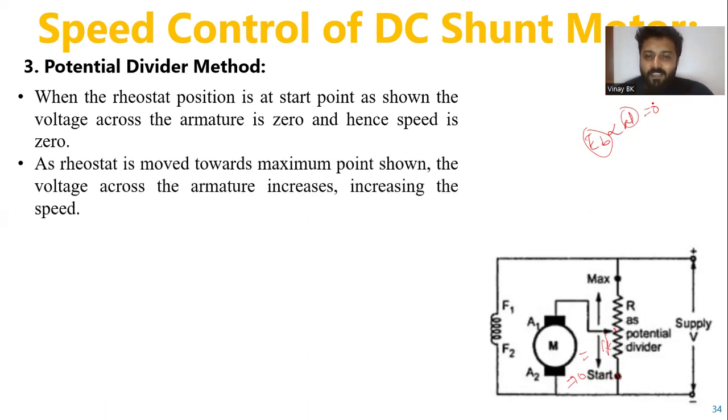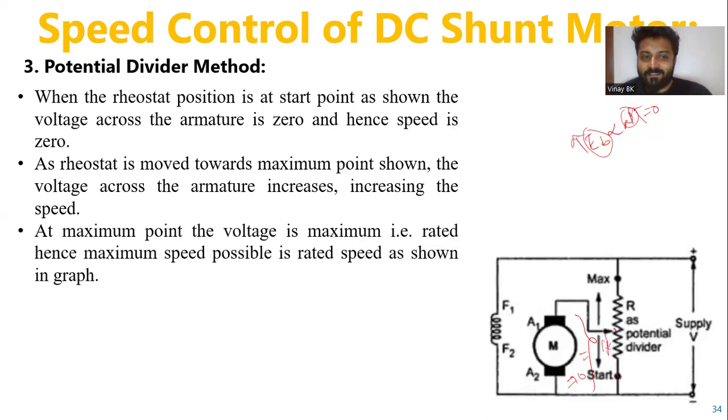Similarly, if the rheostat is moving from the start position towards maximum, meaning the rheostat is increasing, what happens? The voltage drop across the armature is also going to increase. If the voltage drop across the armature increases, the speed also increases. Therefore, as the rheostat moves towards the maximum point, the voltage across the armature increases, hence the speed also increases.